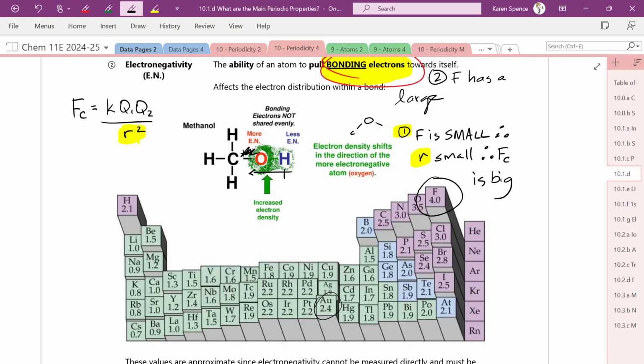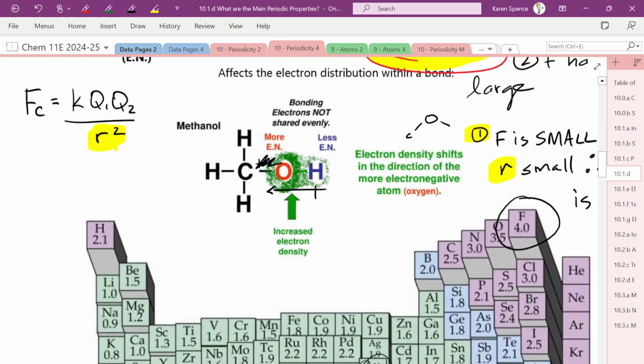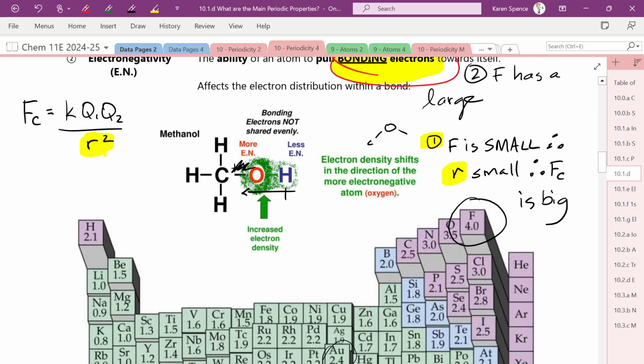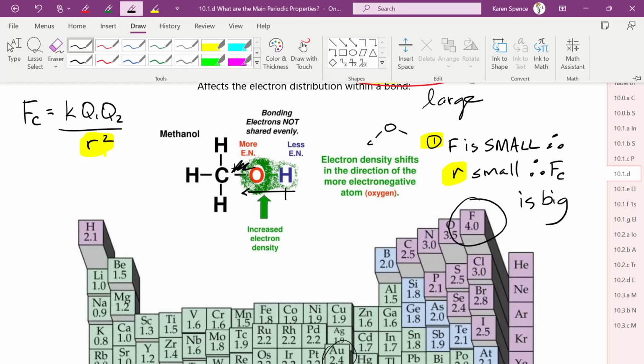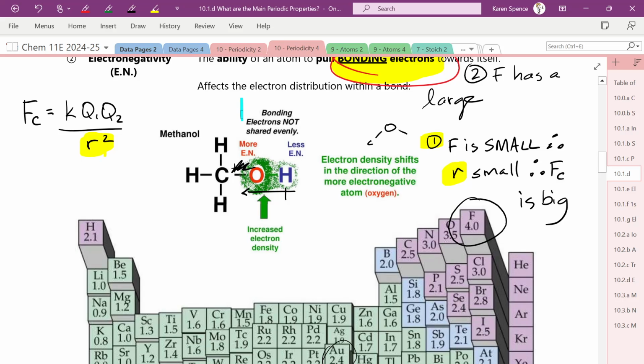Fluorine has a large... What's the other thing that affects Coulombic attraction? R affects Coulombic attraction. What else affects it? Zeff. Right?